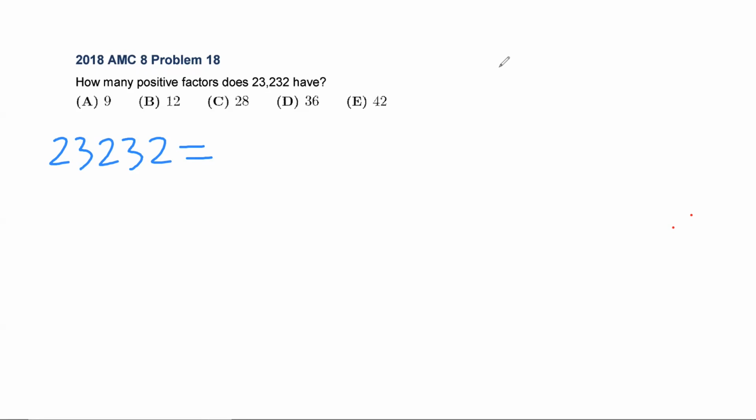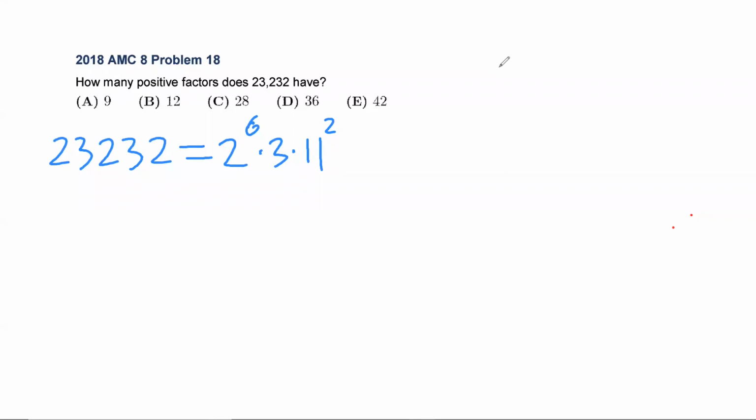Looks like 2 to the 6th times 3 times 11 squared. So do you guys understand how we get the prime factorization here? Okay, good.